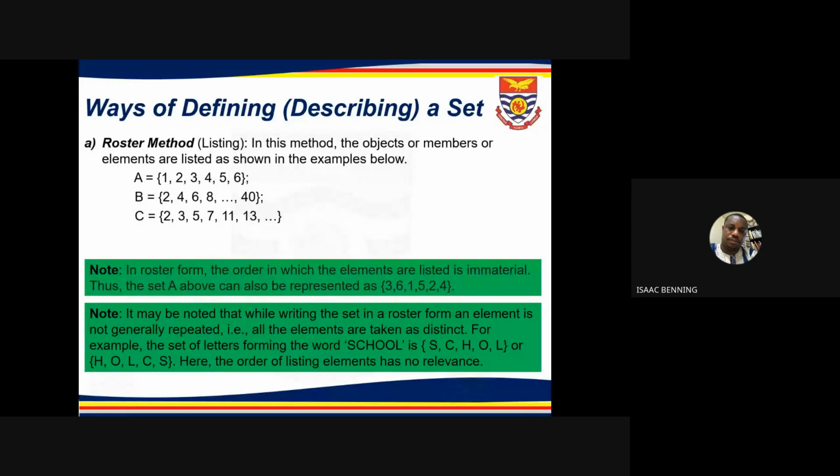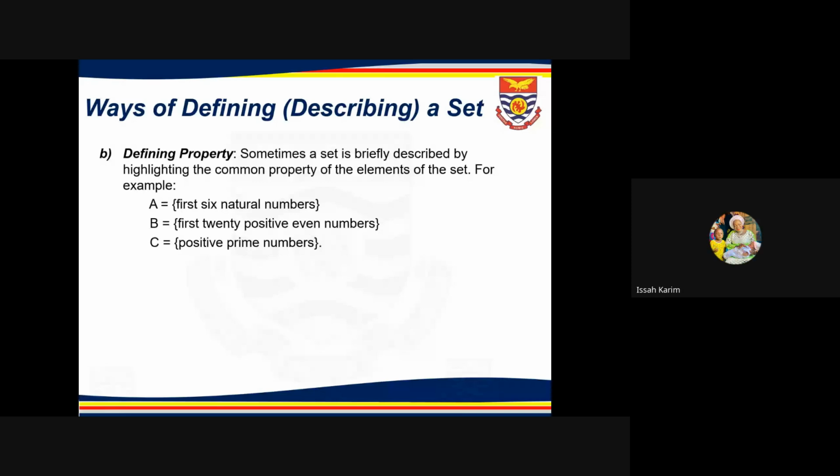So we are saying that in the roster form, an element is not generally what? Repeated. All elements are taken as what? As distinct.